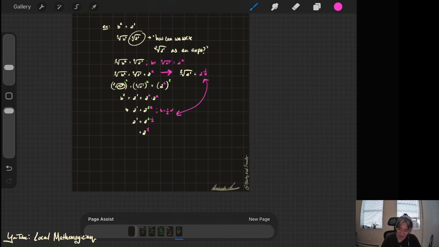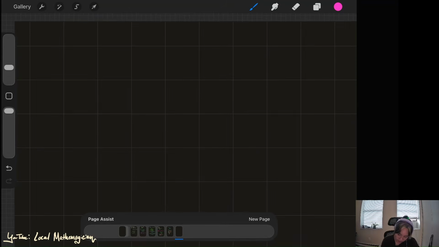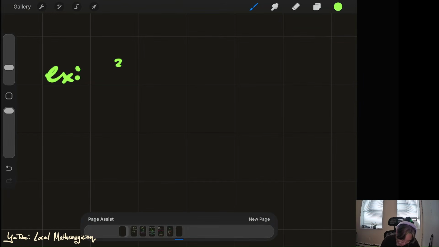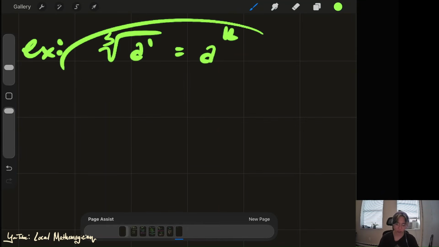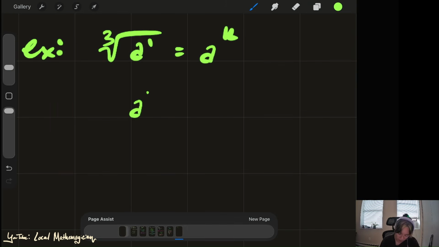Okay, let's do another one. Suppose I ask, what is the cube root of a to the first equal to as an exponent? Ready? You know this is true. Well, cube both sides to get rid of this piece. So we know what we're looking at, right? If you cube both sides, you raise everything to the power of 3, you get a to the first is equal to a to the 3k.